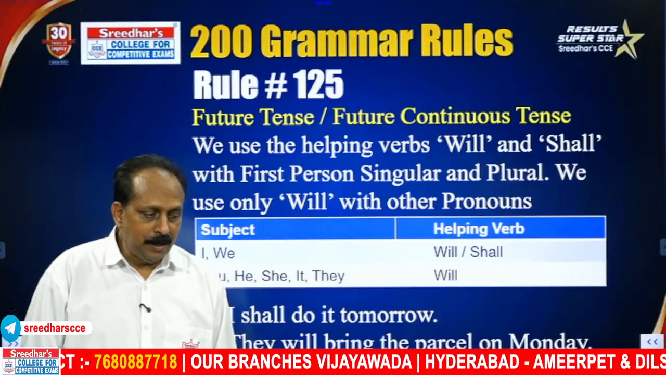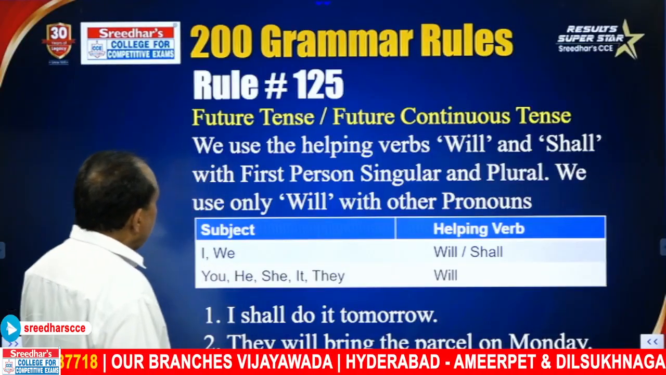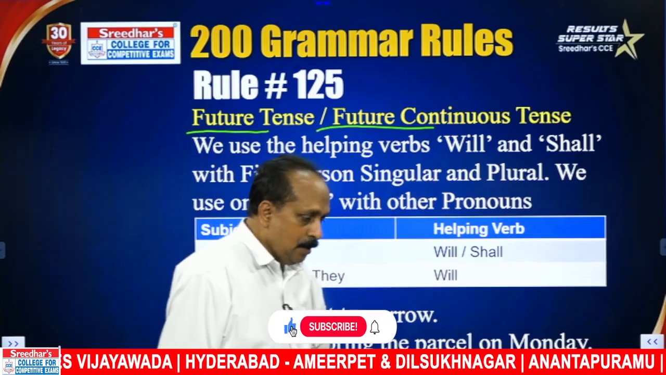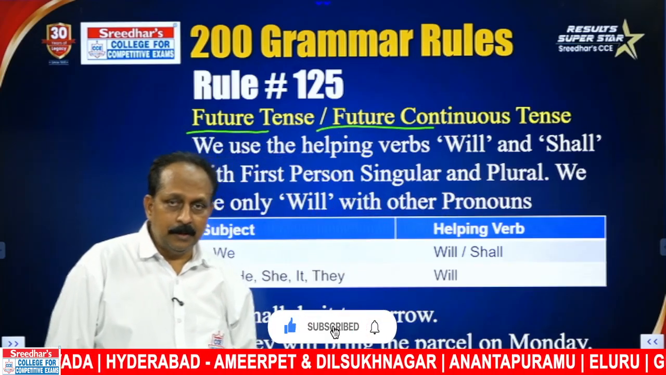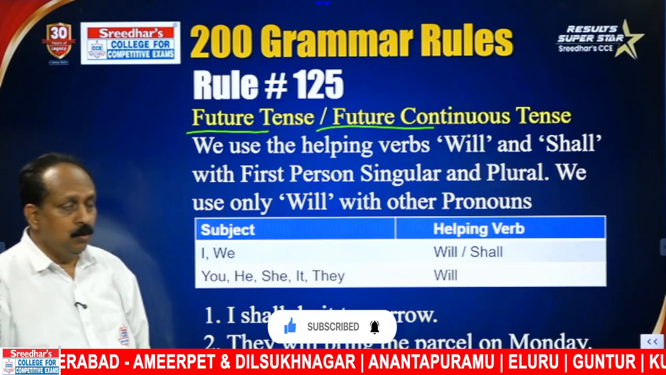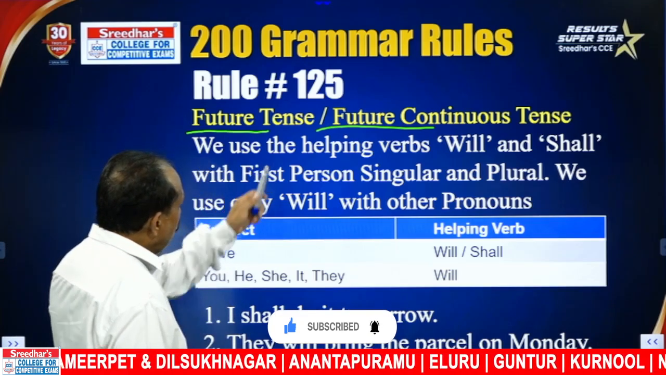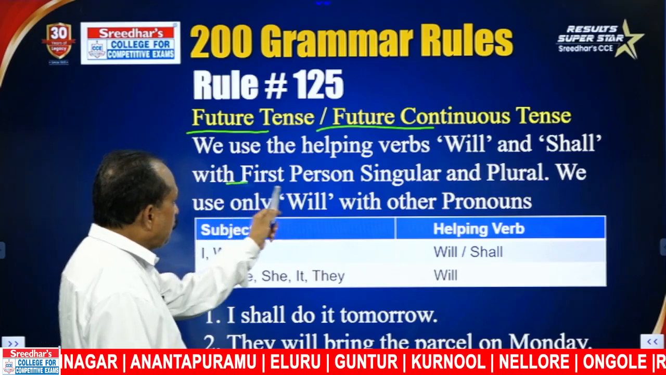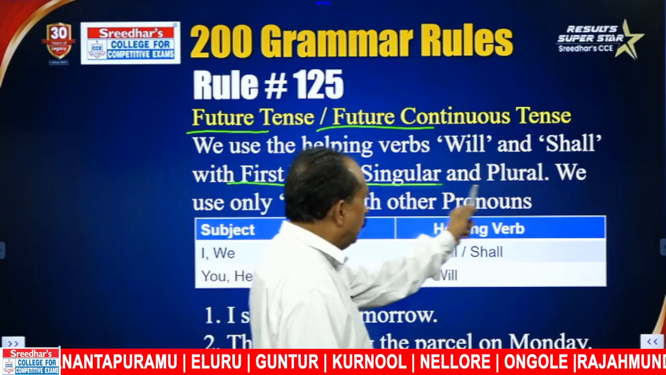Rule number 125 is related to future tense and future continuous tense. For both the tenses, we have the same rule. Let us see what the rule is. We use the helping verbs will and shall with first person singular and plural.